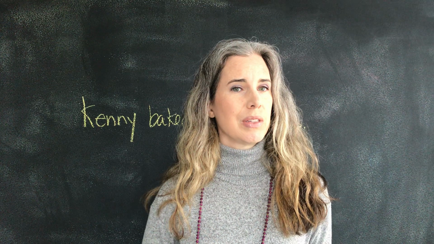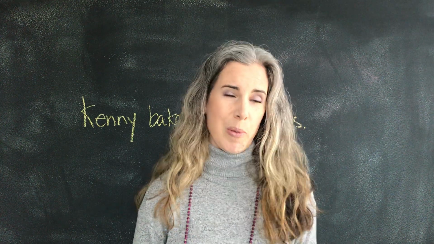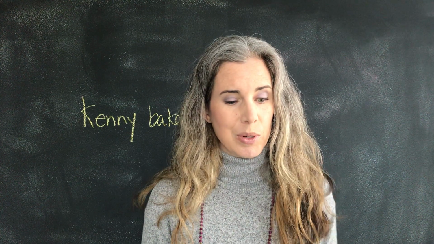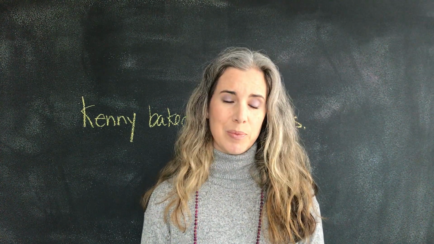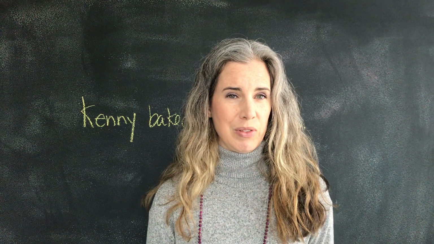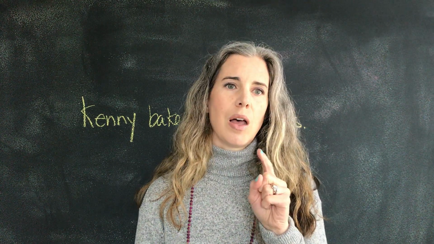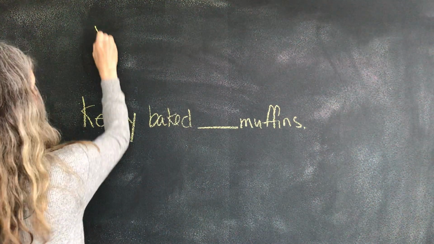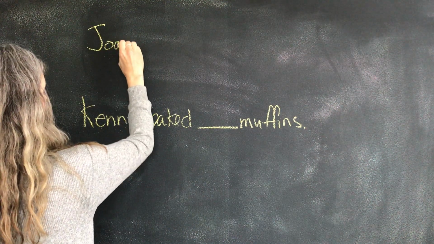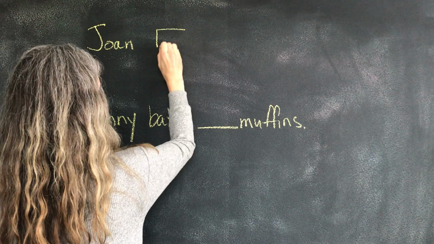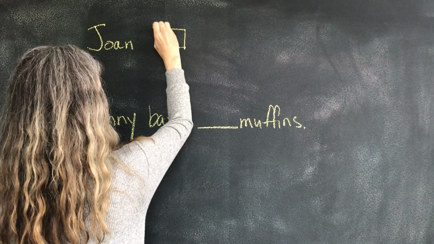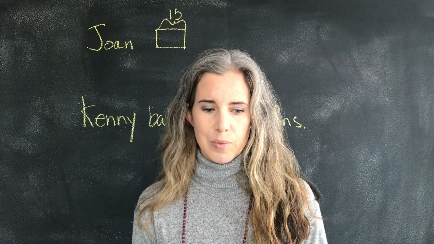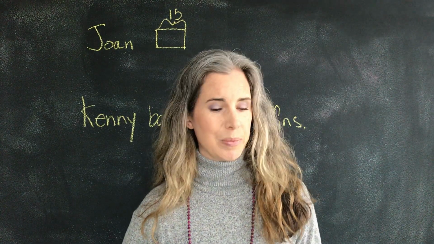Now, let's go ahead and look and see who or what is involved. What are my parts? Do we know a whole? Let's see. Well, we know we're working with Joan and we're working with Kenny. We know that Joan baked 15 muffins. Let's go ahead and create a bar model for Joan. Okay, so that's going to be a part.